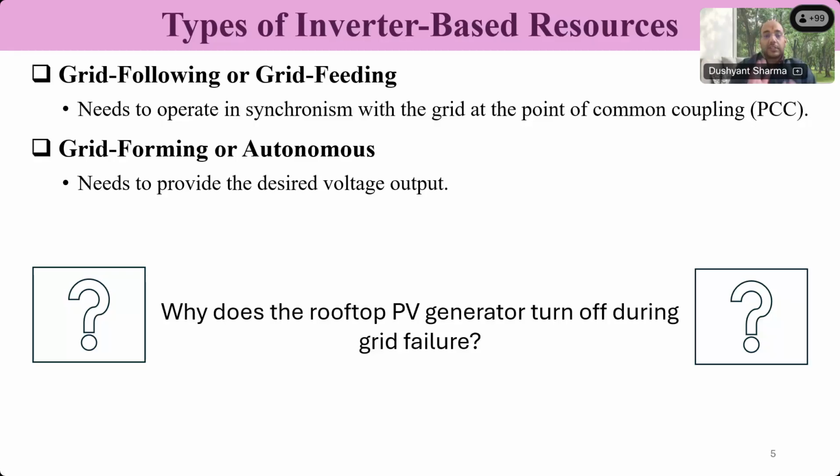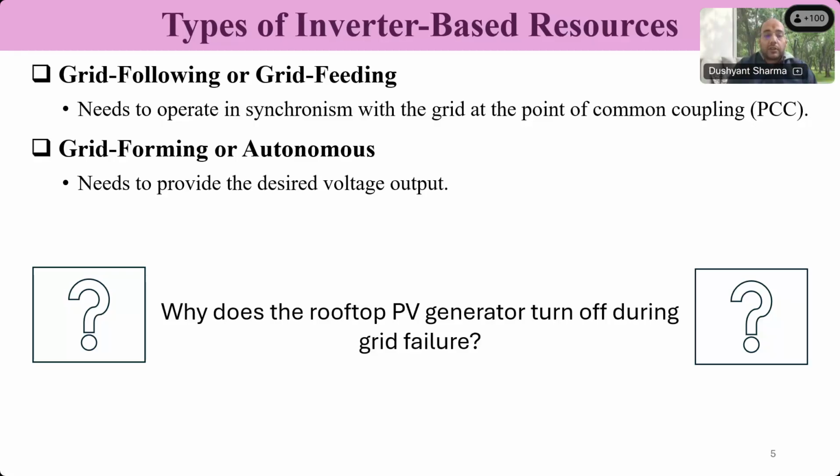So there is a clear difference between the two schemes. In one, where we have to operate in synchronism with the existing voltage, the source has to be controlled in such a way that it behaves like a current source. It cannot play with the voltage. It doesn't have the capability to play with the voltage. While in the second case, there is no grid.